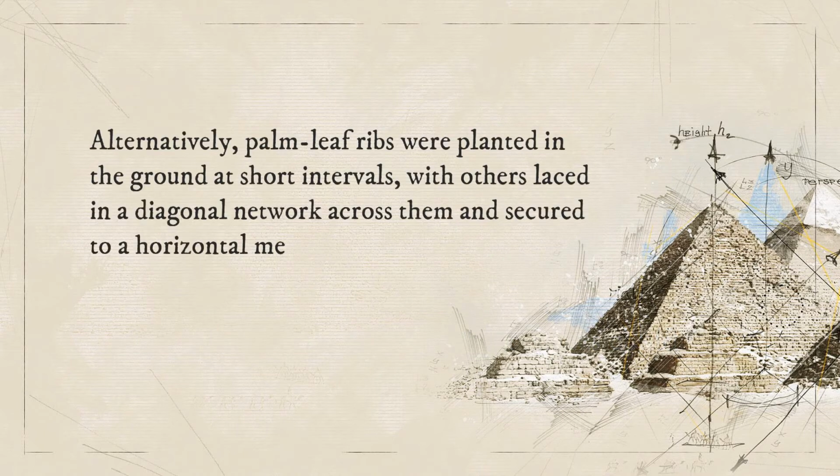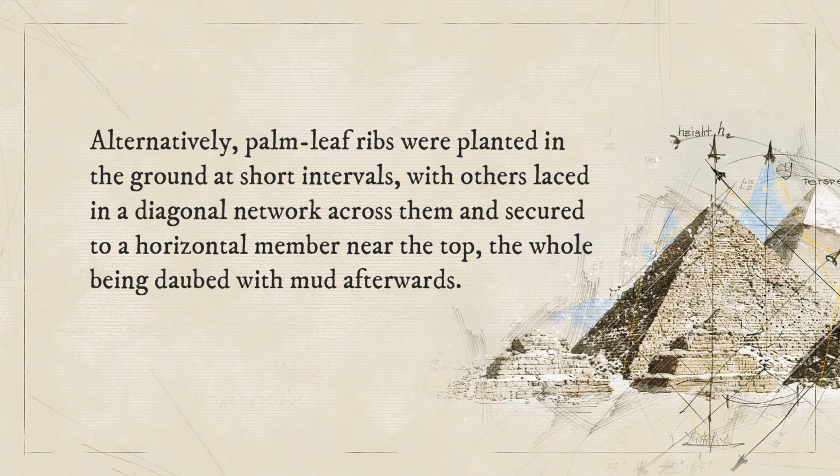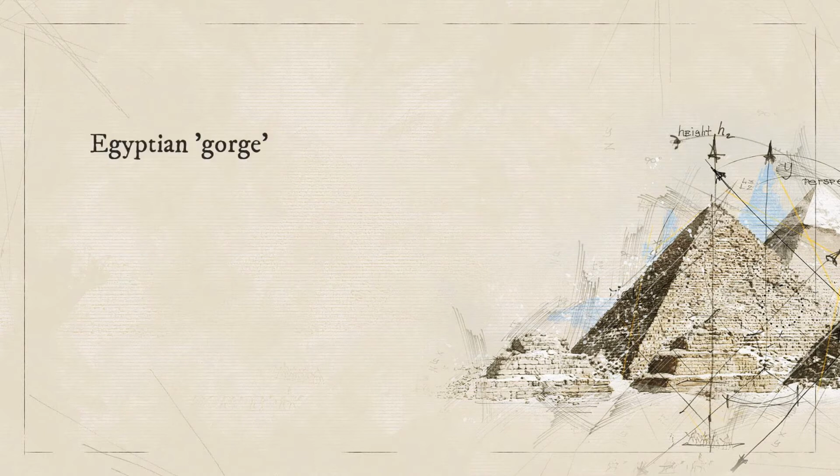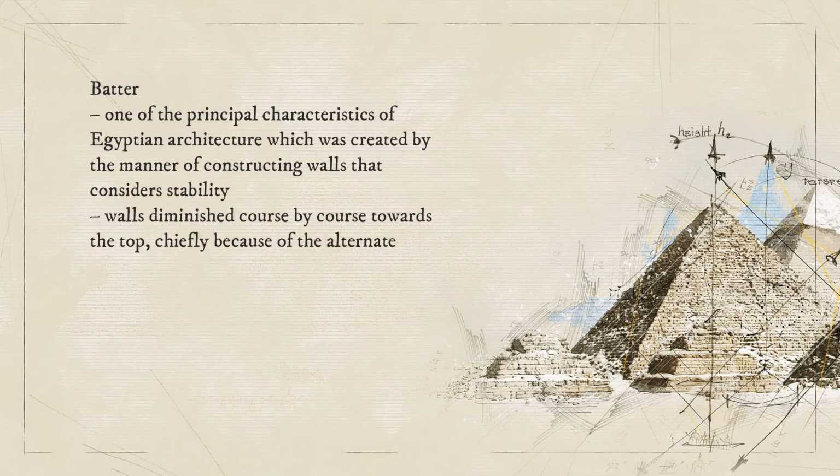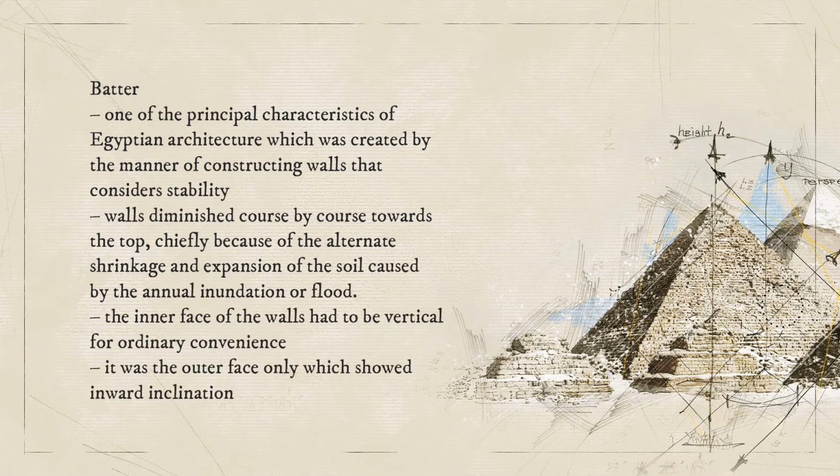Alternatively, palm leaf ribs were planted in the ground at short intervals, with other leaves in a diagonal network across them and secured to a horizontal member near the top, the whole being daubed with mud afterwards. The Egyptian gorge cornice is the characteristic produced by the pressure of the flat reeds and mud roof against the top of the wall reeds.